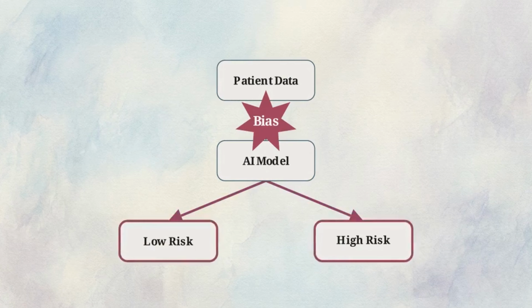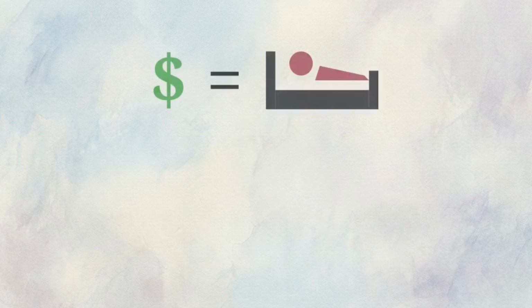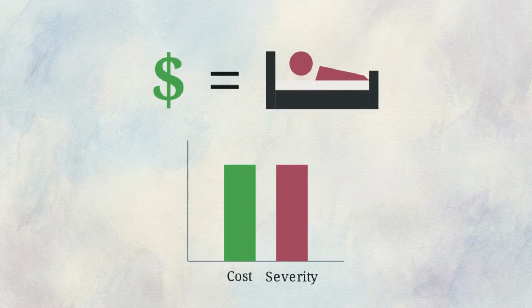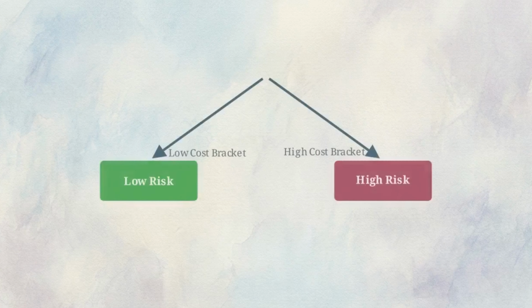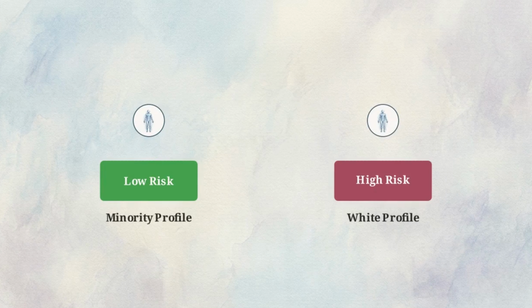In one instance, a model mistakenly used a patient's annual cost of care as a proxy for their disease severity. It assumed that if less money was spent on a patient, they must be less sick. Because of systemic factors, less money is historically spent on minority patients. The model's logic resulted in minority profiles being filtered into low-risk categories, despite having medical conditions identical to those of white patients who were classified as high risk.